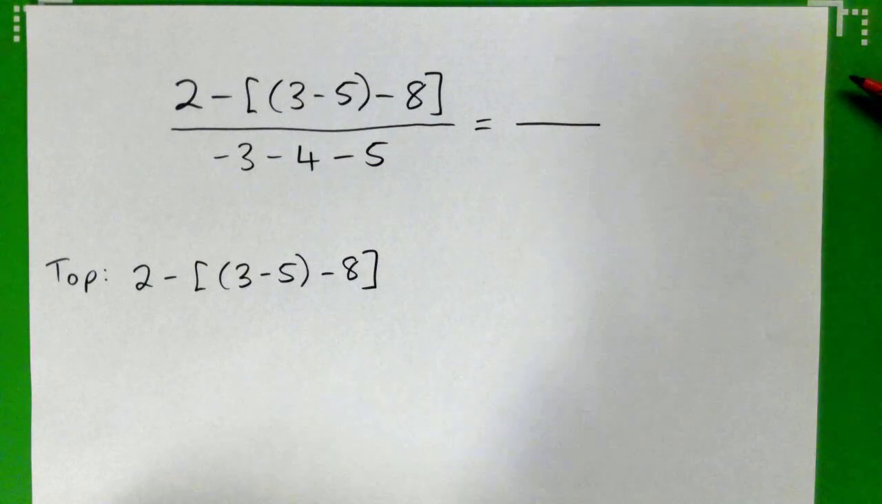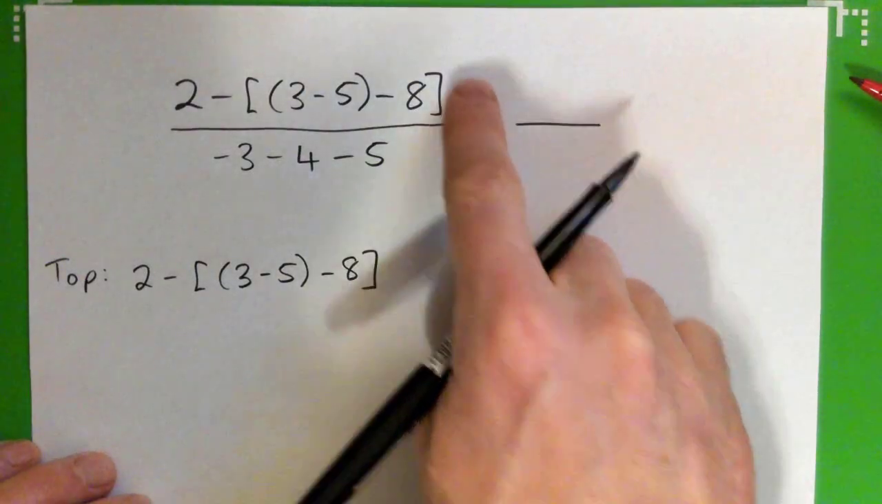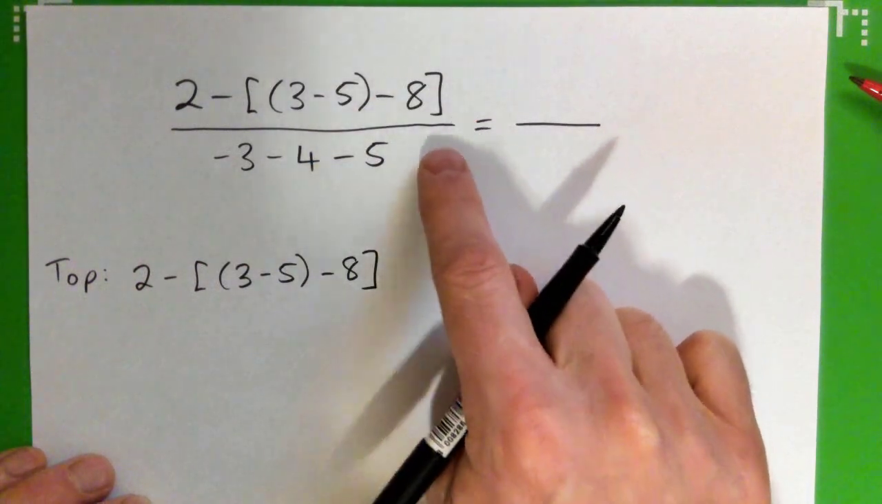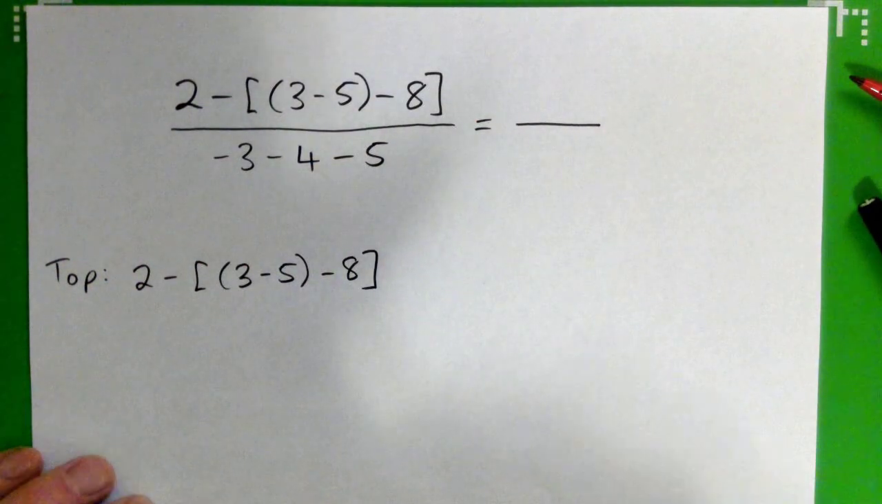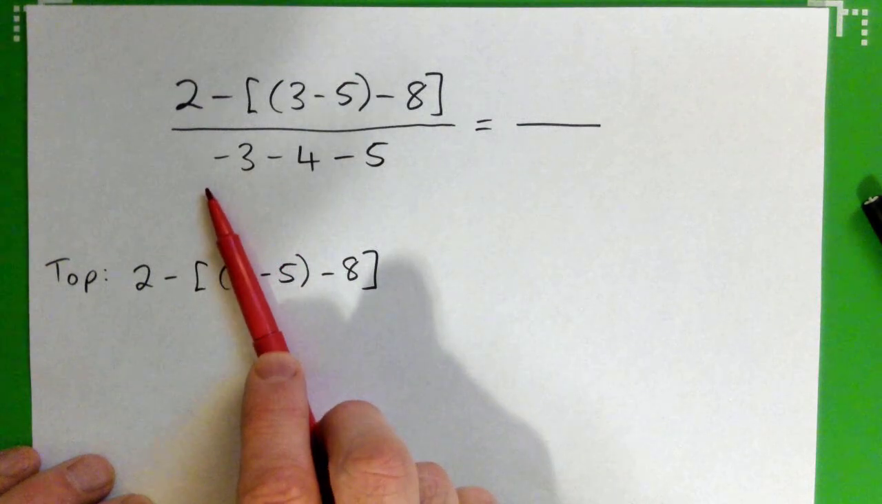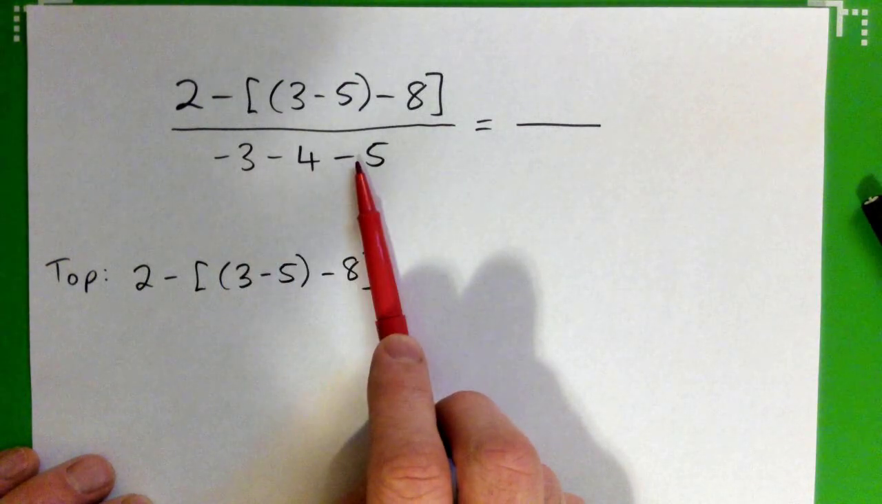Alright, in this video we're going to simplify this fraction, so we've got some order of operations to do first. So let's start with the bottom. We've got negative 3 minus 4 minus 5.